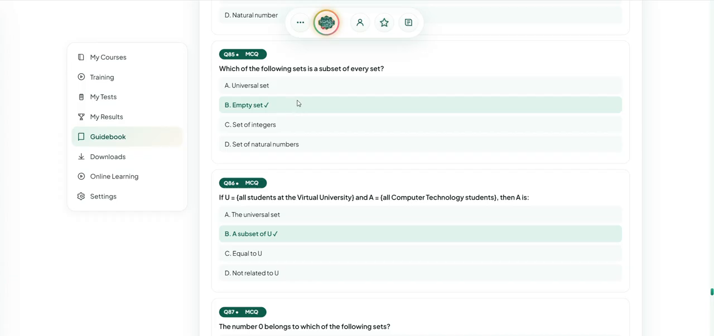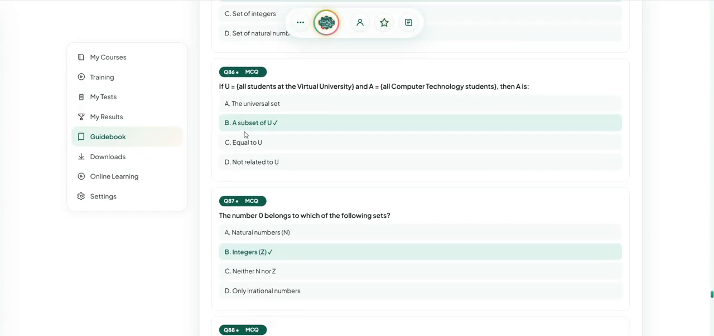Which of the following sets is a subset of every set? The empty set. If U is the set of students at the virtual university and A are computer technology students, then A is a subset of U.